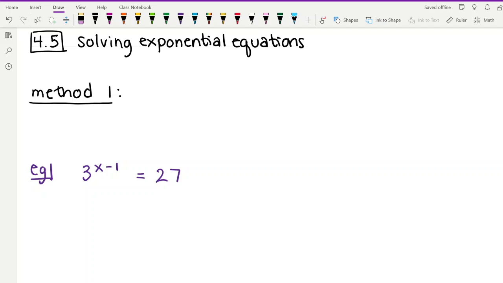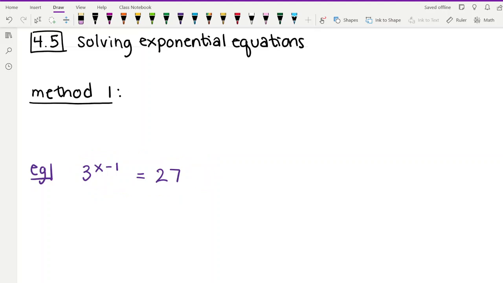Hi everyone. So in this video, we're going to learn how to solve exponential equations. An exponential equation is an equation that looks like this. So it's an equation where the variable is in the exponent. And we're going to see that there are two main methods for solving exponential equations.